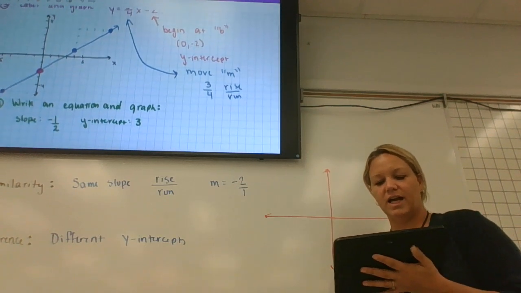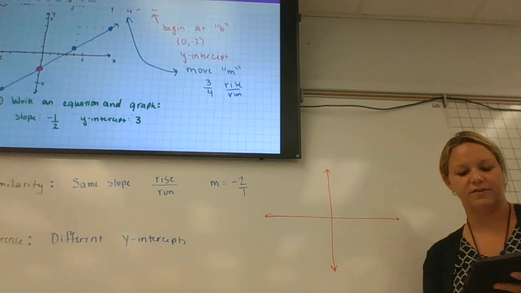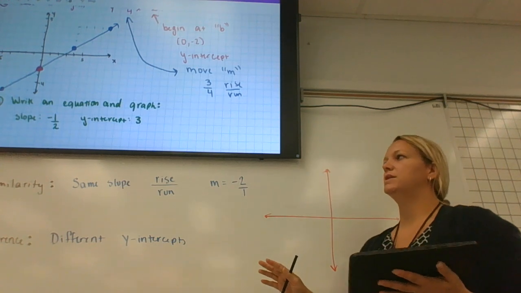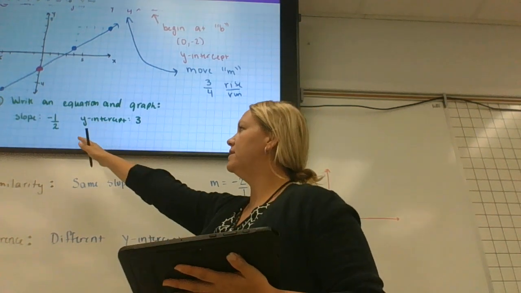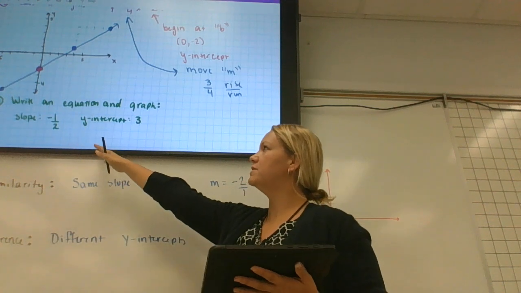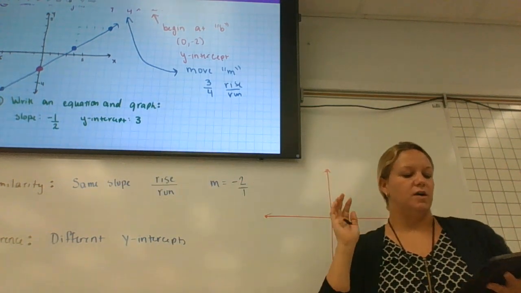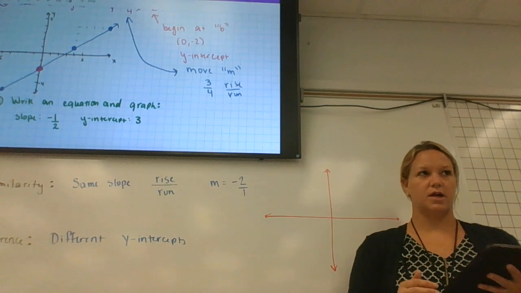Are we done with the graph? All right, so our last skill, write an equation in graph. If you're just given these two pieces of information, you're given that the slope should be -1/2 and the y-intercept is 3. Write the equation and then create the graph.